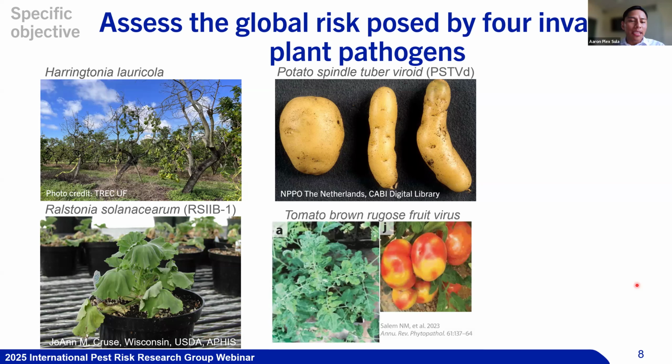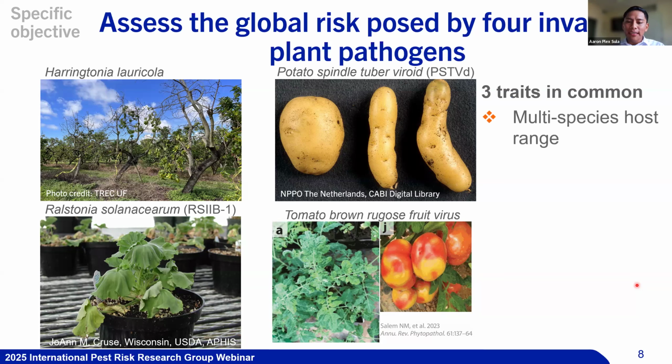And finally, tomato brown rugose fruit virus, which causes these typical symptoms either on the fruits or on the foliage. And some plant species are also affected by this virus. For example, potato and tomato in Africa has been reported to be affected by this virus, and many other species that are asymptomatic. But why did we choose these pathogens? Well, they have some traits in common.